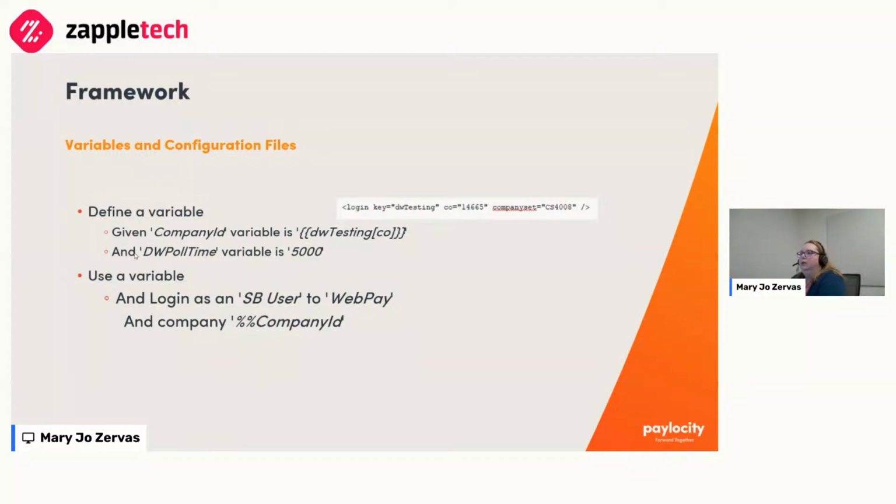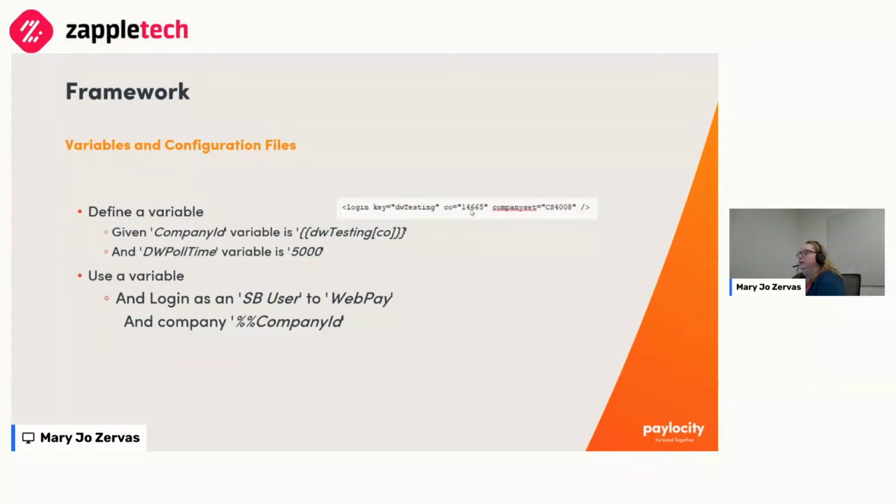This one is just a hard-coded variable, and I set a polling time variable of 5,000. So that's just hard-coded into the test. And then if I use the company variable here, we came up with this double percent sign syntax. I'm like, what is that symbol? That would essentially replace this token with the value that I pulled in from the configuration file. So this way, we could use configuration files per environment.